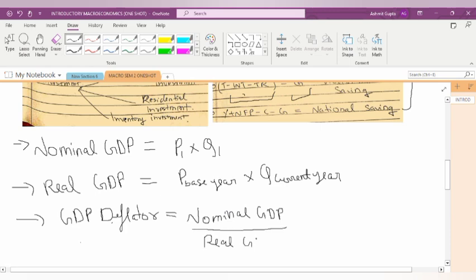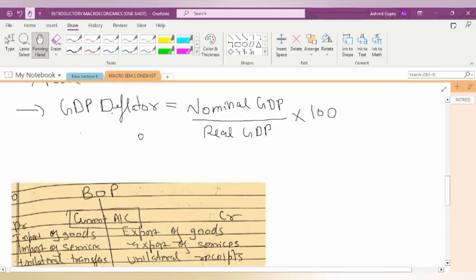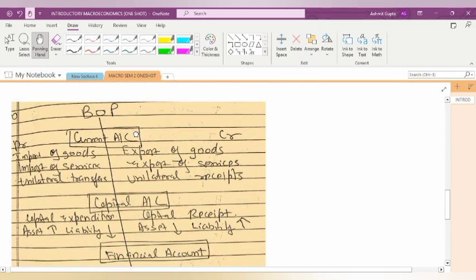Now for the GDP deflator, we all know that it equals nominal GDP upon real GDP into 100.